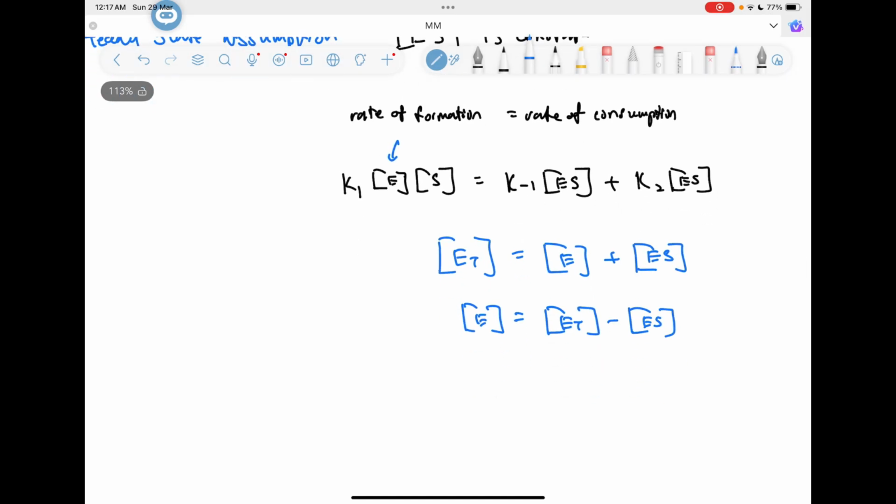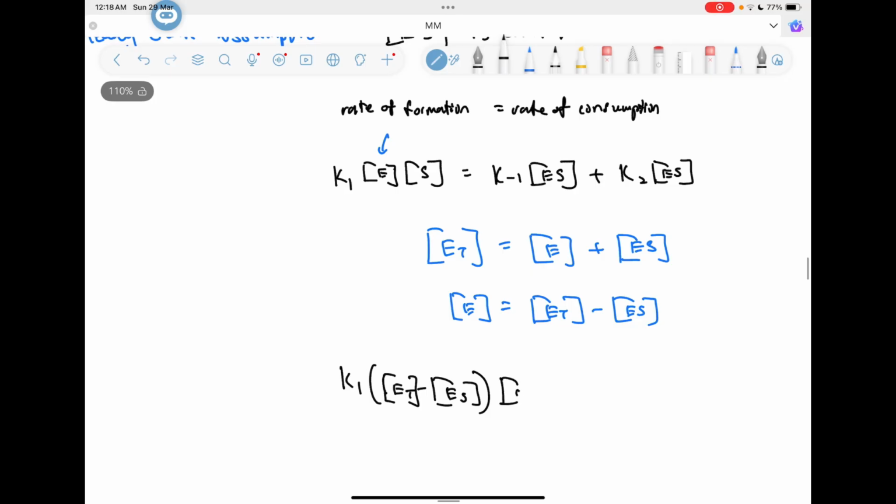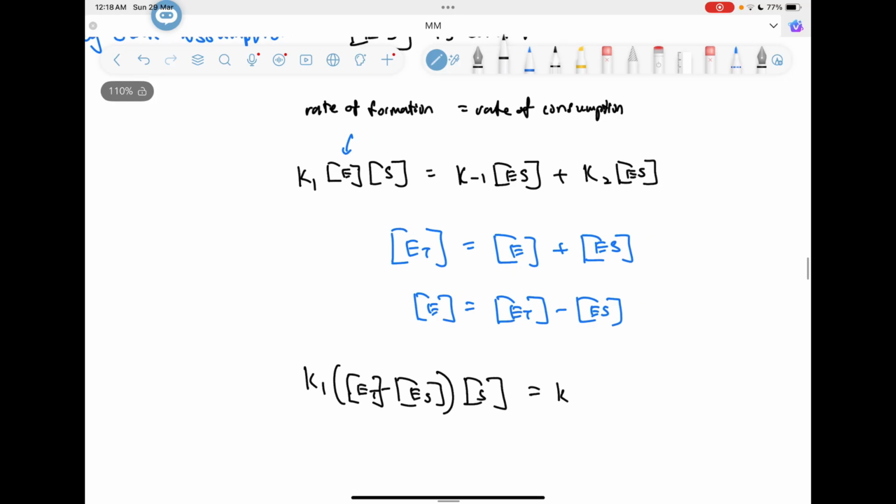So now when we sub and replace the E in our initial equation, we will get K1 (ET minus ES) times the substrate concentration equals to K negative 1 plus K2. I'll just factorize it together, ES.